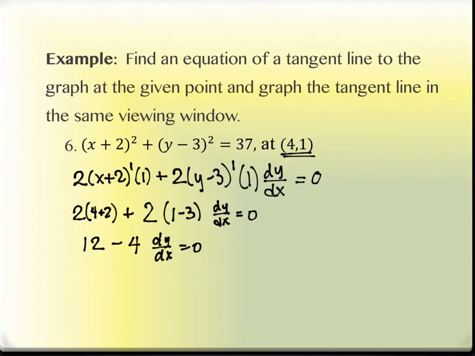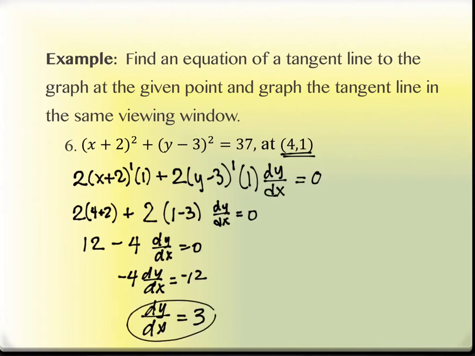So I can move one of these and then divide. So negative 4 dy dx equals negative 12. What is dy dx? It's 3. Okay? So pay attention to what you're actually being asked to do. Sometimes we get in such a rhythm that we just keep doing the same thing over and over again. But sometimes you're not asked to do all that, and we weren't here. So I have my dy dx, and remember that's my slope.